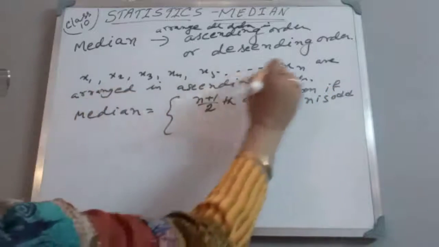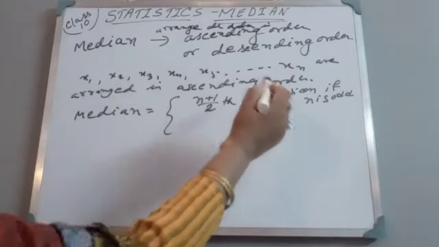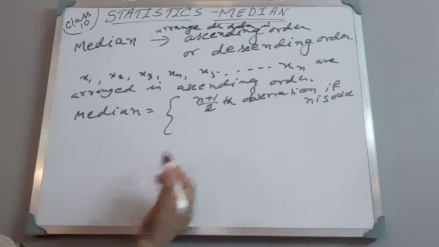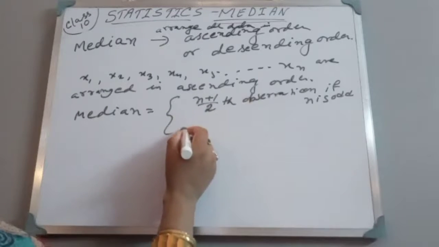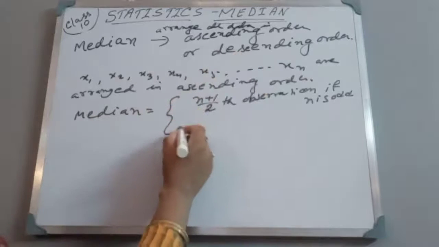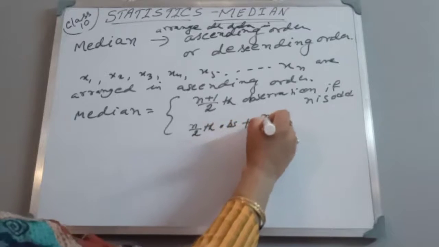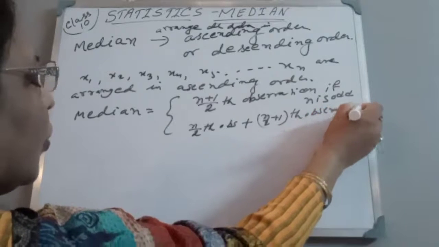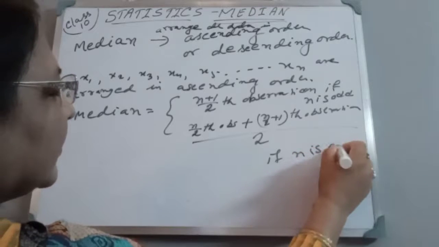So at first we have to arrange all the data, then we have to count all the data. If we get the number of values n as odd, then the (n plus 1) by 2th observation will be the median. And if n is even number of observations, then the (n by 2)th observation plus the (n by 2 plus 1)th observation, whole divided by 2, if n is even.